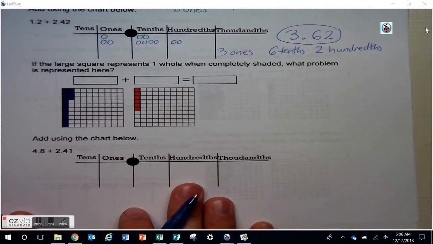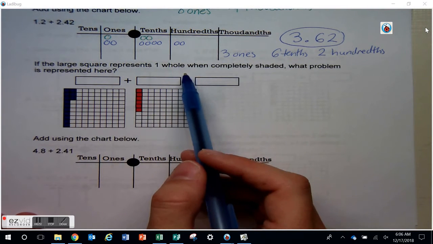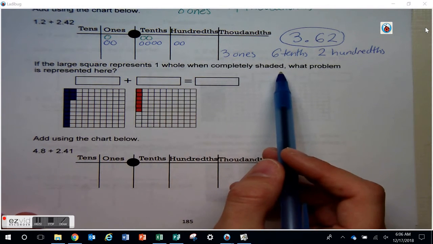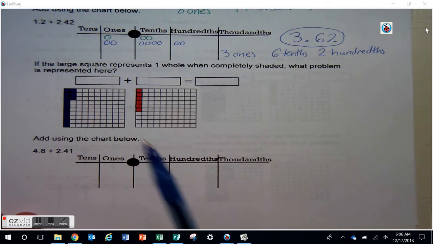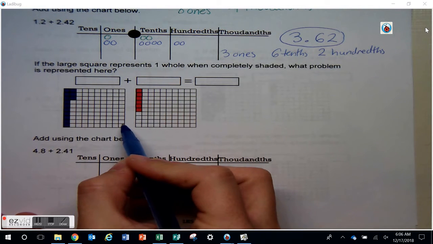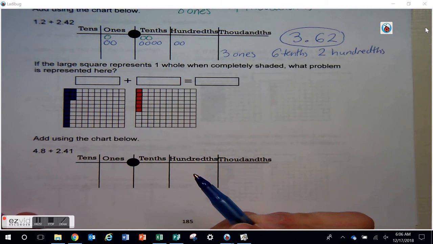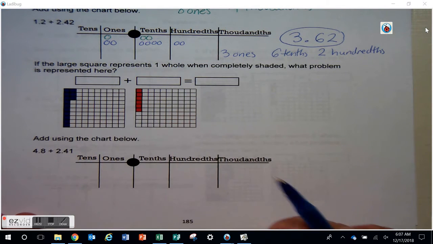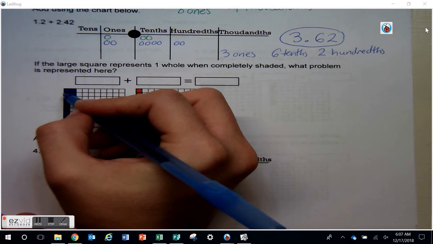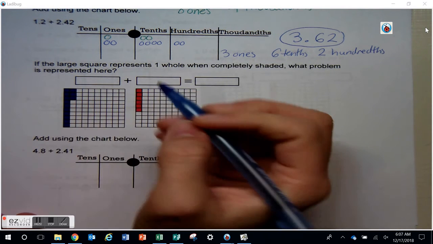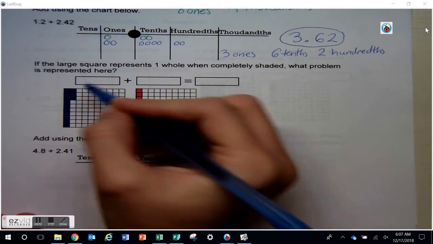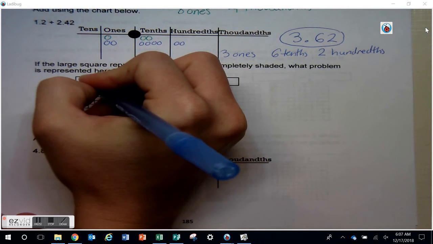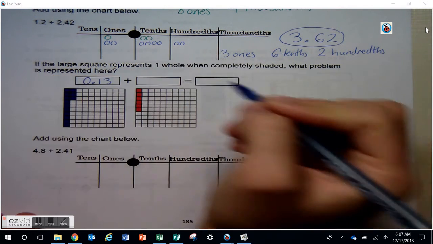If the large square represents one whole when completely shaded, what problem is represented here? Well, what do these tiny little squares represent? Those tiny squares represent hundredths. There are 100 of these to make one whole. So here I have a whole tenth filled in, and then I have 3 hundredths. So this value is 13 hundredths.